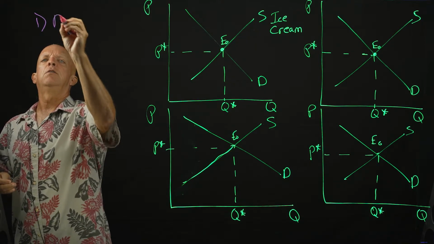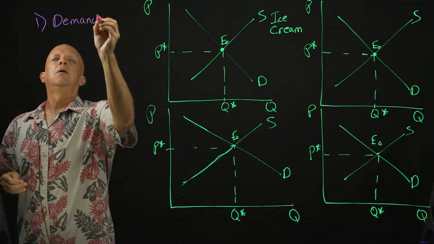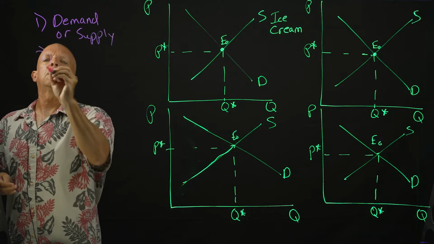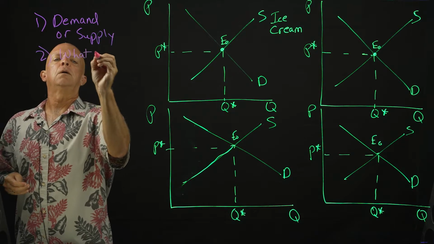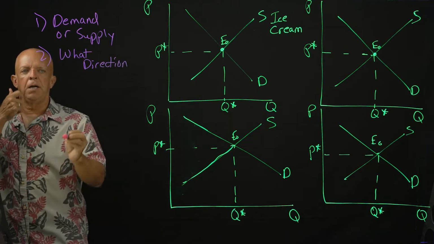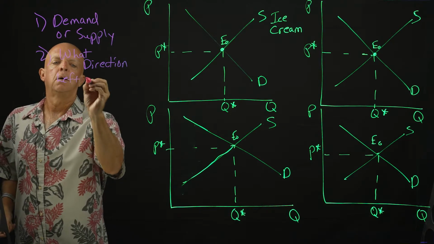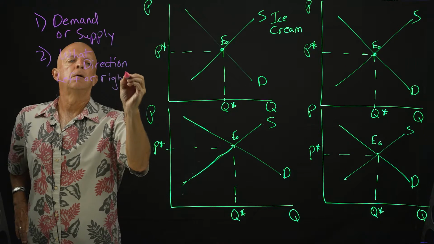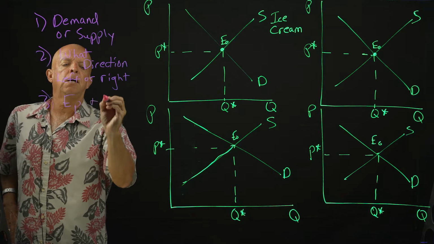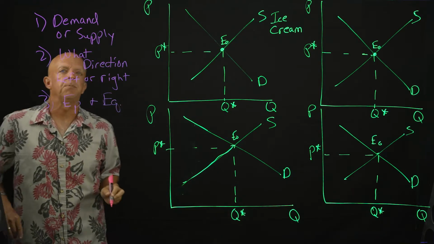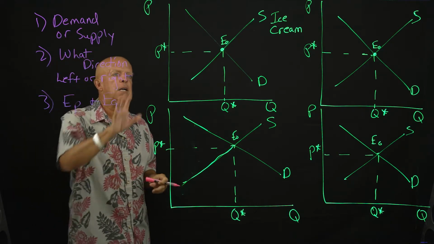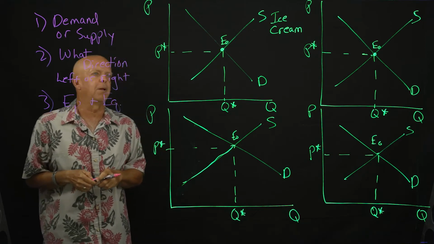First, is it demand or supply? Second, what direction? Is it left or right? And third, what is the impact on equilibrium price and equilibrium quantity? So with any case, answer the 3 basic questions, and then you can very easily see what's going to happen on the supply and demand curve.